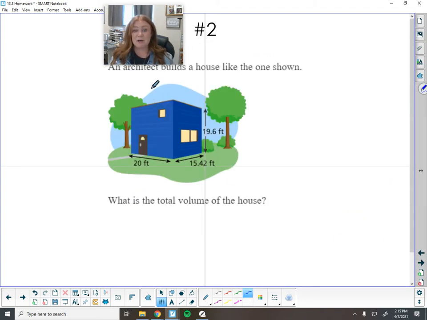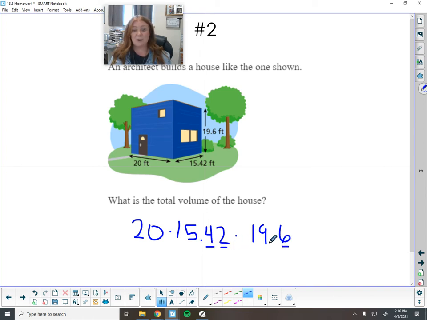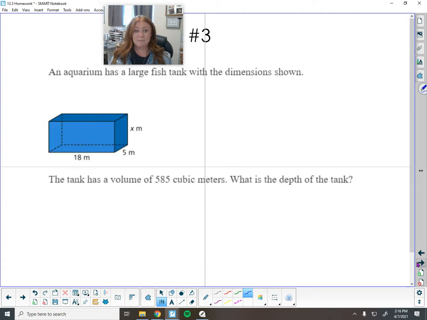Number 2 says that an architect builds a house like the one shown, so 20 feet by 15.42 by 19.6. What is the total volume of the house? So we're going to do 20 times 15.42. We're going to start with that. And then once we have that answer, we're going to times that by 19.6. So don't forget your decimal places as you are doing that multiplication. So go ahead and do that.